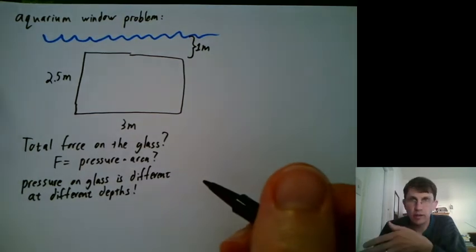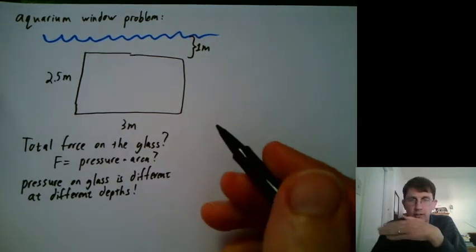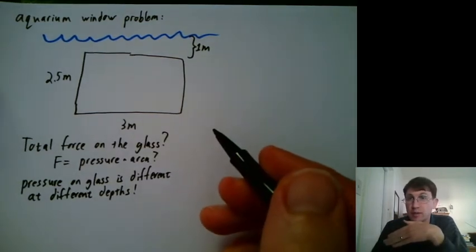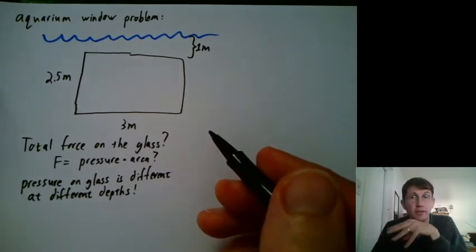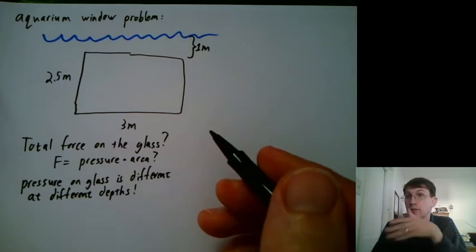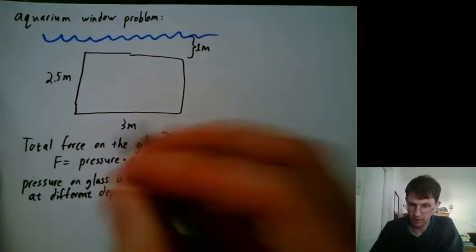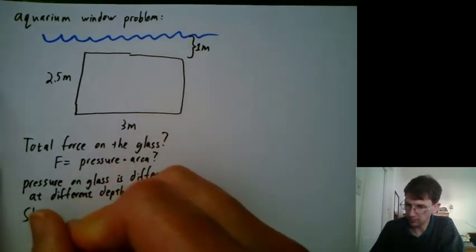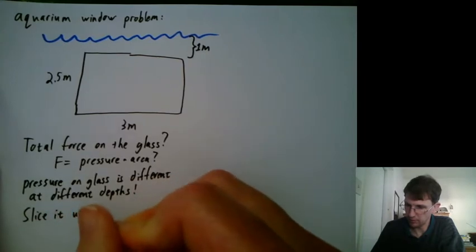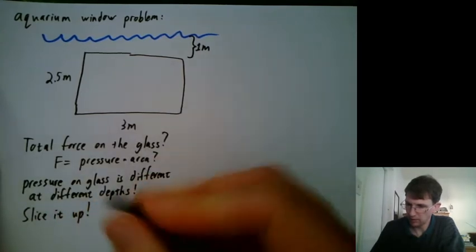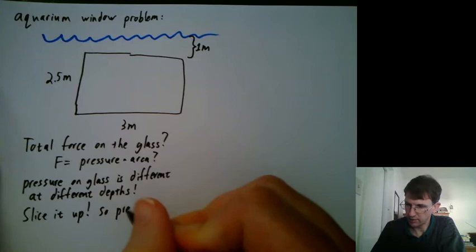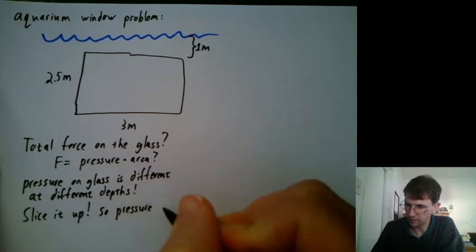So what do we do in calculus when there's something that's different in different locations, but it sure would be nice if it was constant? We treat it in thin slices, where each slice is approximately constant, right? So we're going to slice it up, so the pressure on each slice is approximately constant.